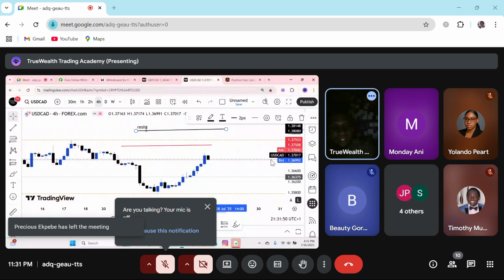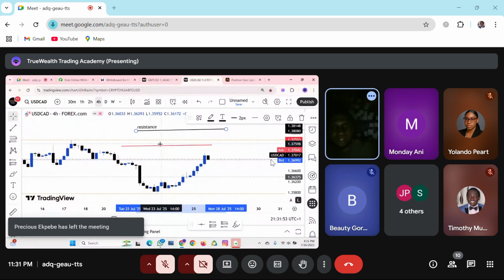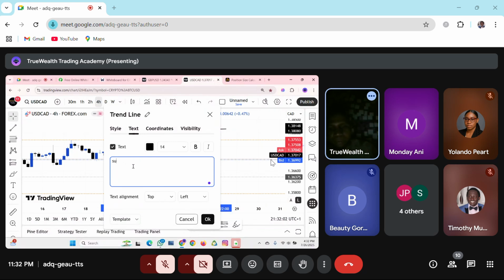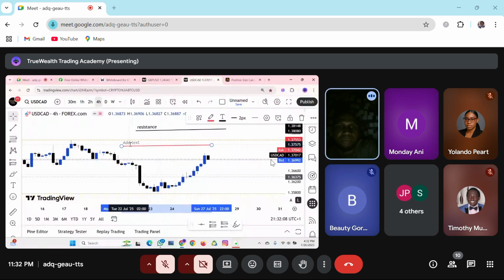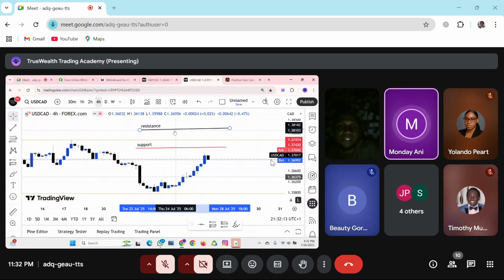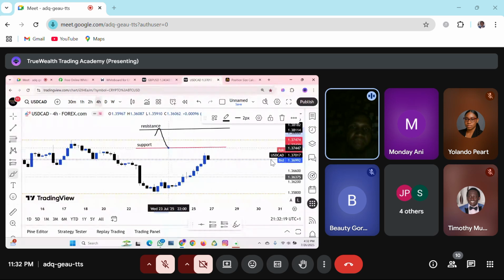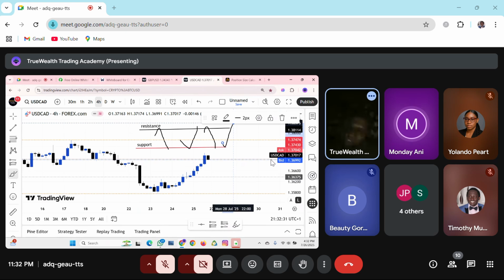This is resistance. Why this is what? Support. The red one is support. So this is support. Why this is what? Resistance. So this is what the market does every time. Boom, boom, boom. Does it make sense? Yeah, it does.